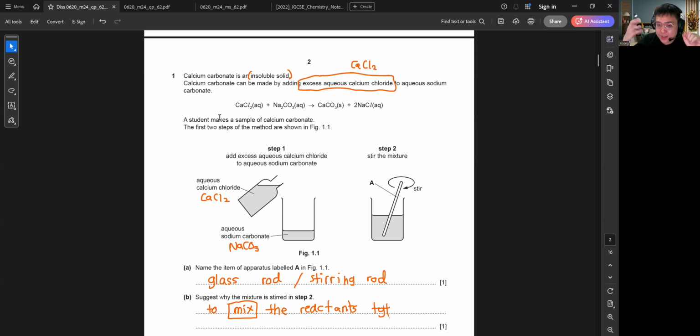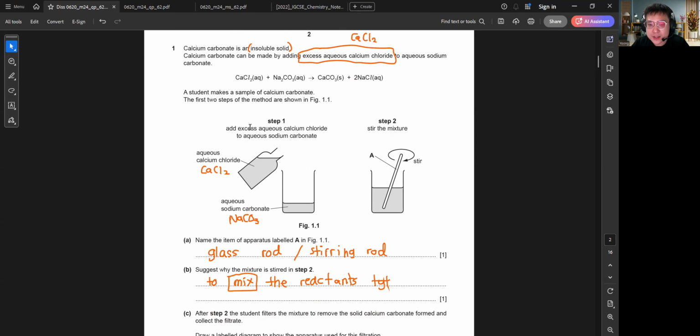So we have calcium chloride, CaCl2, and then sodium carbonate, turning into calcium carbonate plus sodium chloride. So a student makes a sample. The first two steps are shown. So step 1 is they add excess aqueous calcium chloride to aqueous sodium carbonate. And as usual, I already forgot. I don't know if you students forget, but I already forgot. So what I do is I write out the symbol here one more time to help me remember. And then in step 2, they just stir the mixture.